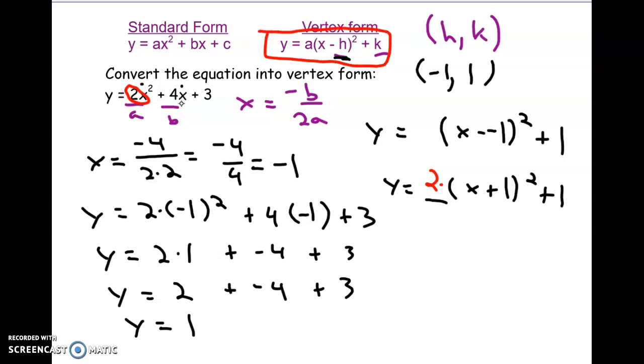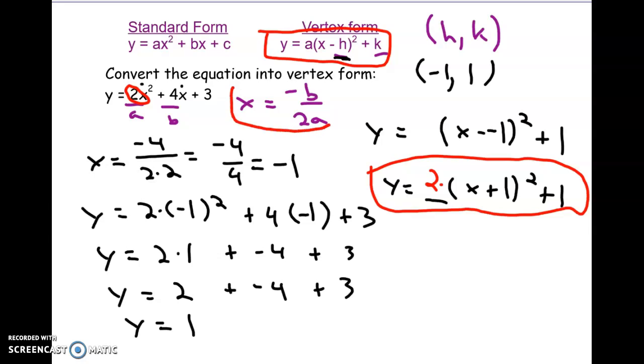We started with standard form, we converted it to our vertex form by finding the vertex. Same thing we've been doing the whole time. So really that's the main part of this lesson, is to be able to find the vertex using this little formula here. If you can't do that, watch the videos.